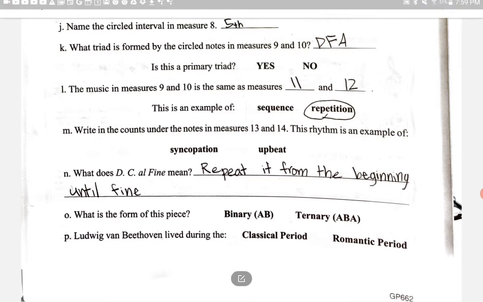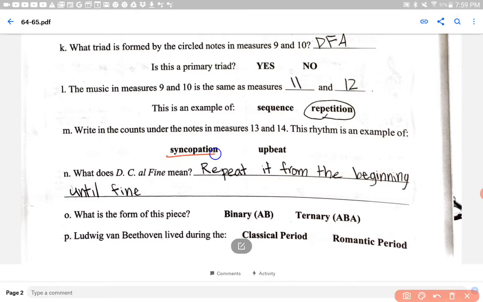Okay, so anyway, remember that's called syncopation. 1 and 2 and 1 and 2 and, weak part of the beat accented, always syncopation. And what does da capo al fine mean? To repeat it from the beginning until fine. Yeah, that's correct. So play it through once, then go back to capo. Capo means head. Okay. Oh, what is the form of this piece? Binary or ternary? AB or ABA?